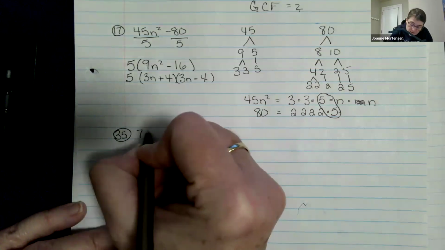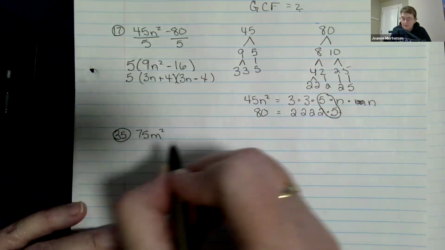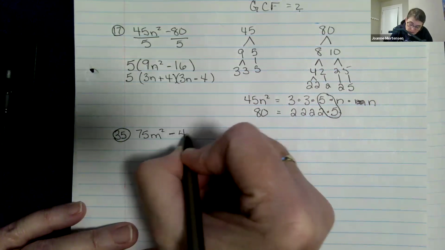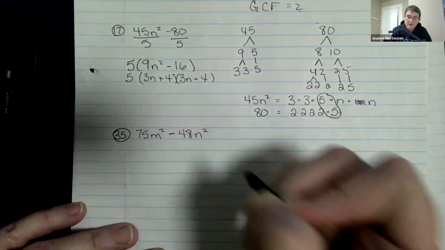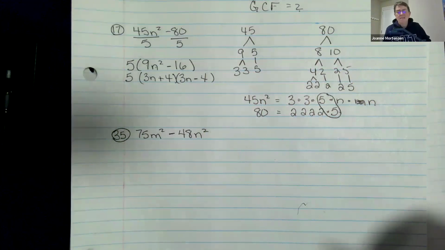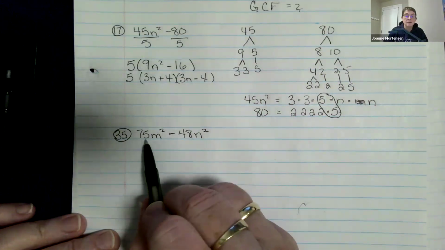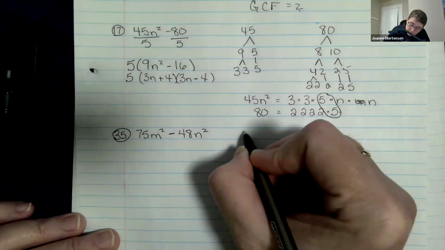Okay, anyway, this is my list. 75 m squared minus 48 n squared. But look at that. What a mess. The only thing it's got going for it is it's got two letters, m and n. Told you it was going to get to be more fun. All right, well, there's no square root of this one, so away we go.